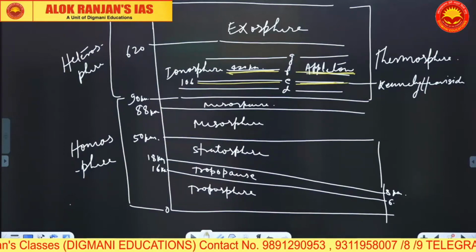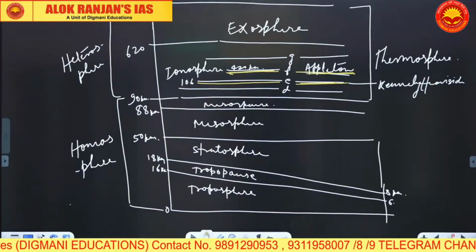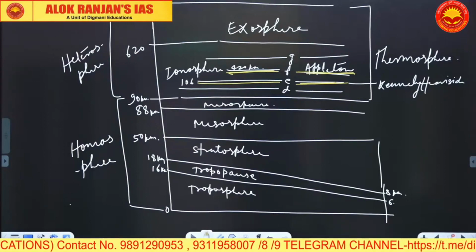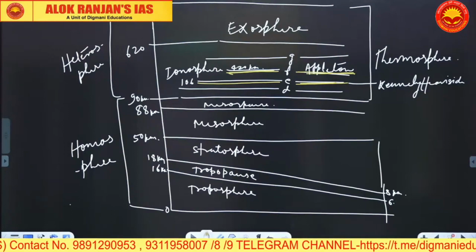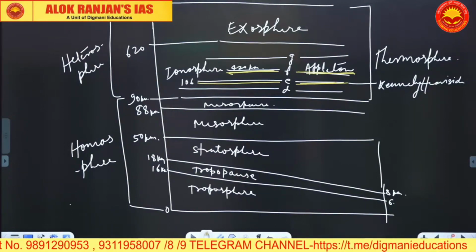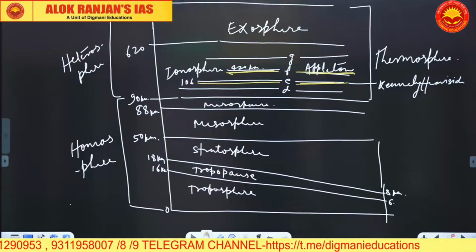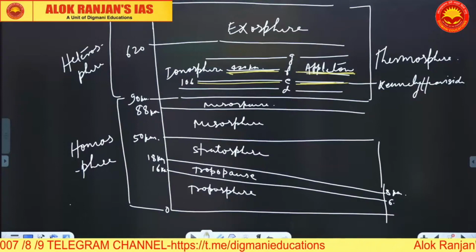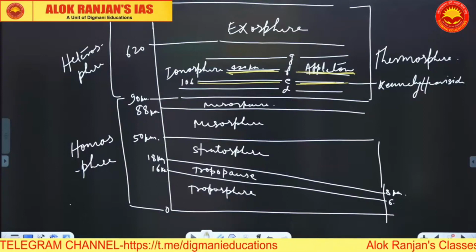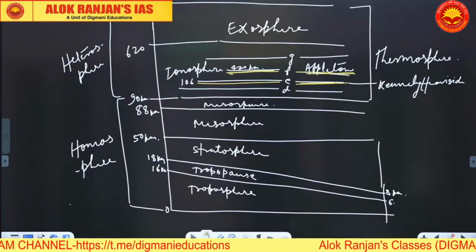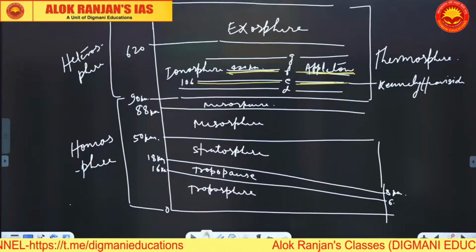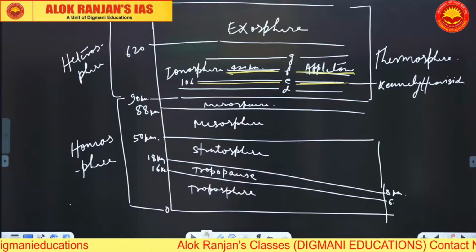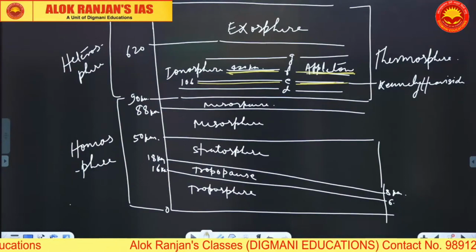Tropopause, troposphere, stratosphere, mesosphere, mesopause, then ionosphere. In the ionosphere, E layer is called Kennelly Heaviside, HEAVY. I have written I, please correct it. Kennelly Heaviside, HEAVY. Then you have the Appleton layer, around 420 kilometers.